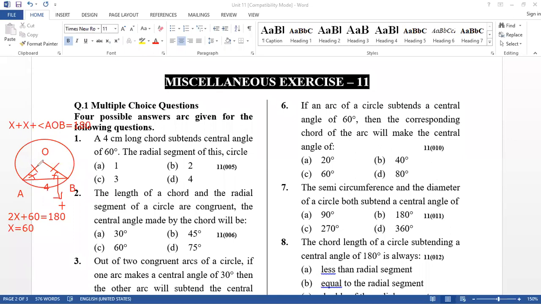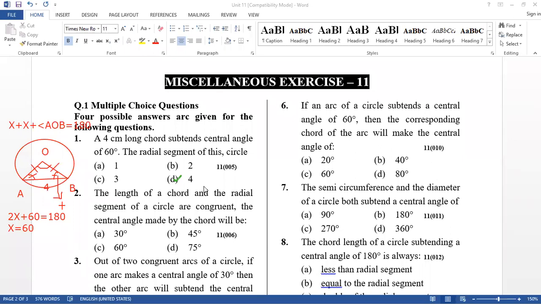The central angle which is given is 60 degrees, and we just calculated that these two angles, each labeled as x, are also 60 degrees. So this is an equiangular triangle, and an equiangular triangle is called an equilateral triangle. In an equilateral triangle, all sides are equal and all angles are equal. So the correct answer for this one will be 4, option number D.